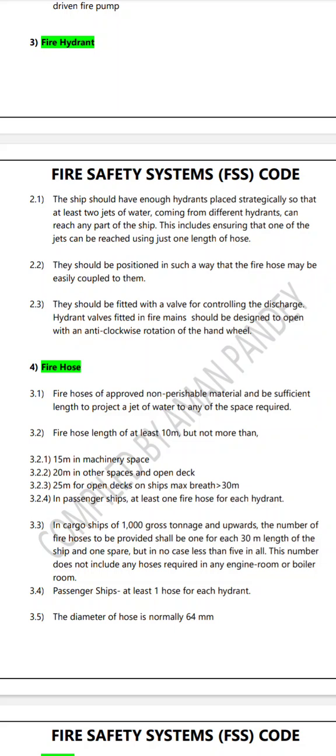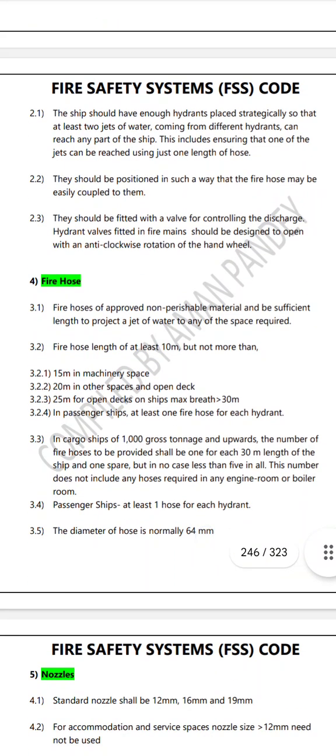This includes that one of the jets can be reached using just one length of the hose. The ship should have enough hydrants placed so that at least 2 jets of water coming from hydrants. They should be positioned in such a way that the fire hose may be easily coupled to them.